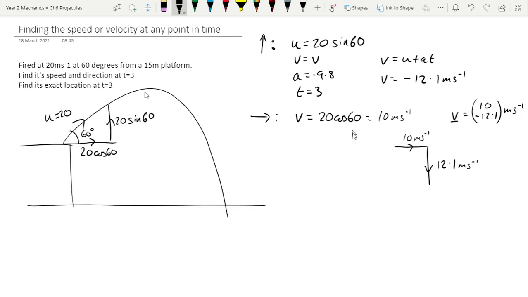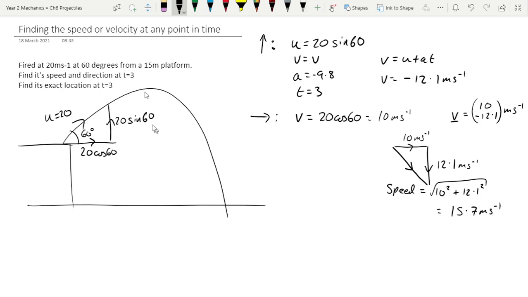We just want its speed. So what we want is this bit here. Okay, the magnitude of that. So the speed is just going to be 10 squared plus 12.1 squared, square rooted. And I get that 15.7. Okay, as its speed.